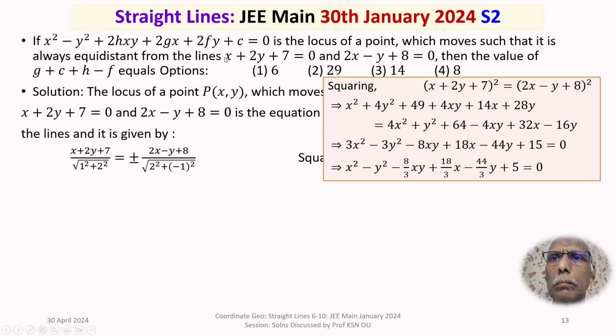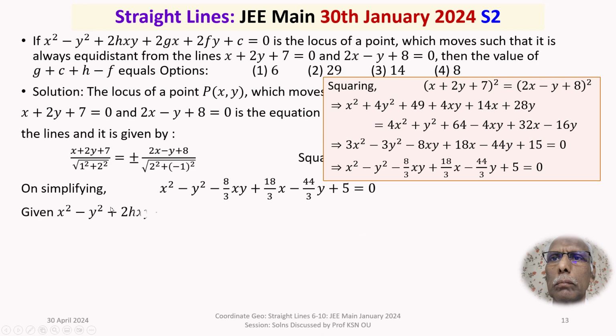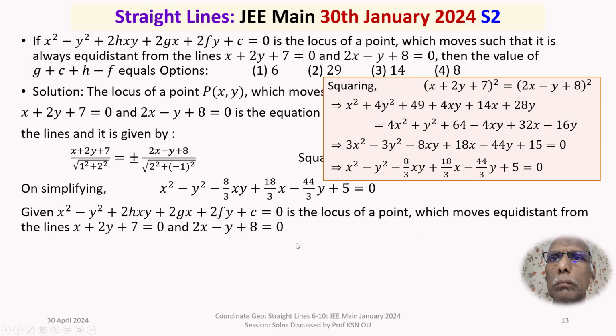Therefore, comparing the corresponding coefficients, you will get the values of h, g, f and c, and compute g plus c plus h minus f. Right. So on simplifying, we get this equation, and we are given this equation is the locus of a point which moves equidistant from these two lines. So they are one and the same equations. Therefore, on comparison, we get h. 2h is equal to minus 8 by 3. h is minus 4 by 3. Likewise, g is 9 by 3. And f is minus 22 by 3. And c is 5.